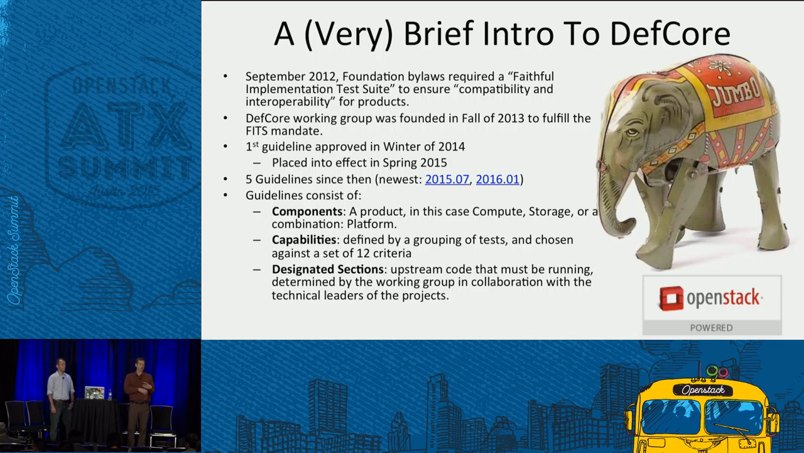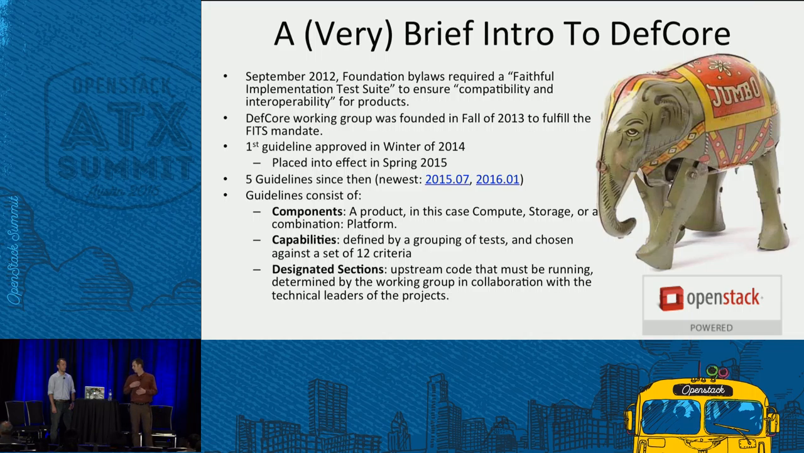These are the components that we have right now, but there's nothing that says that there won't be more components in the future. It's just that right now we're focusing on what we consider to be, in the name of DefCore, the core functionality. What makes a core OpenStack installation? So these components have within them 2 different categories.